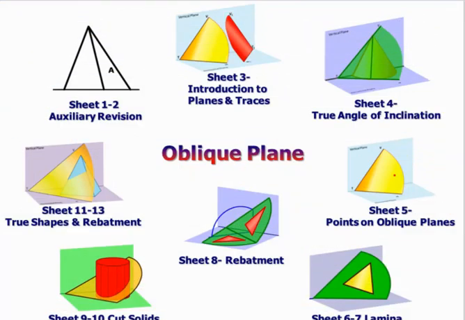In this lesson we're going to look at oblique planes. So first of all, an introduction to what they are, then looking at their true angles to the horizontal plane and vertical plane, then we'll look at points on them, then we'll introduce laminas, then we'll do a small bit of rabatting a lamina to get its true shape, then we'll look at dealing with oblique cutting objects, and then finally we do a small bit more on true shape and rabatments on oblique planes.